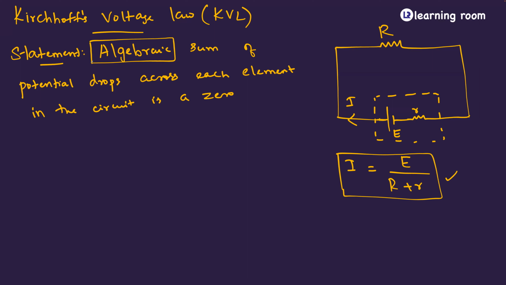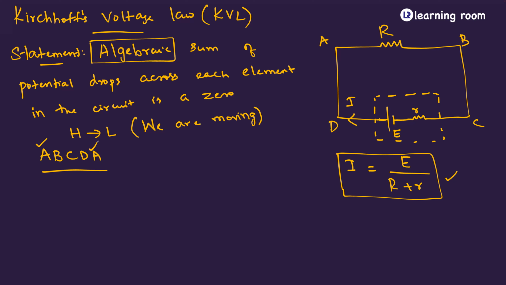So for all those elements, I need to find the potential drop across each one and assign a sign, because I'm using the word algebraic. How to assign the sign is very simple. There is a rule that we are going to follow. I'm not talking about current, don't get confused. Here, the current is going in the clockwise direction. If I take this to be the loop ABCD, then the name of the loop will be ABCDA. You should always start and end at the same point.